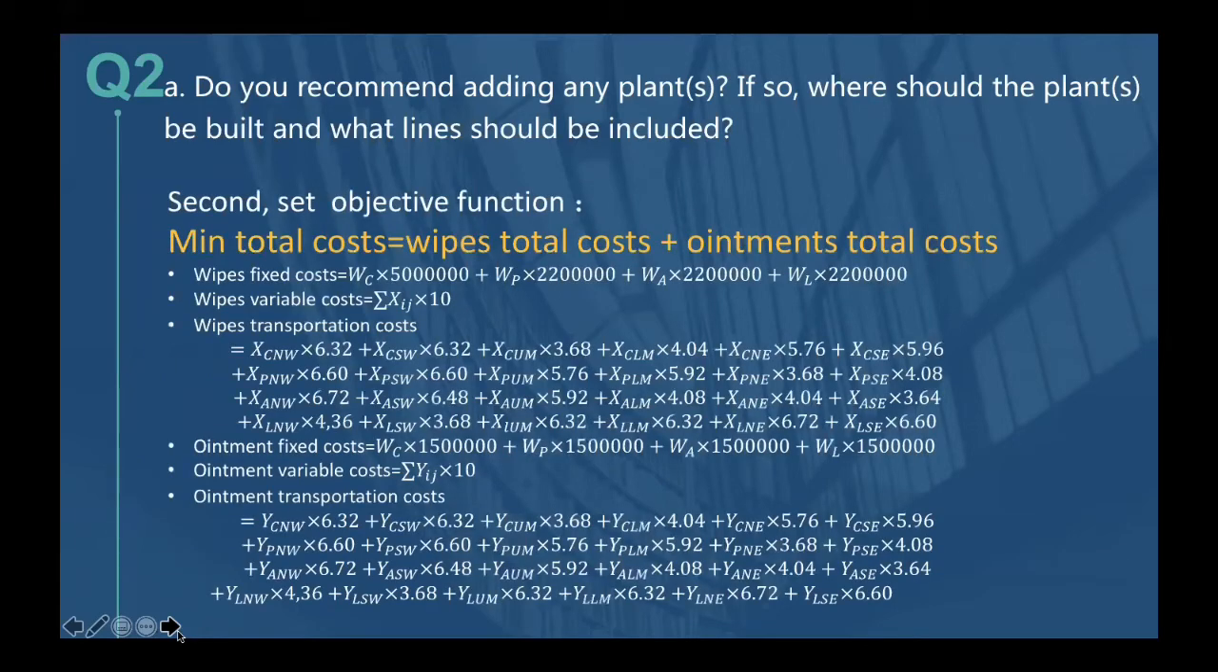Second, we set the objective function to minimize total cost, which is equal to wipes total cost plus ointments total cost. The exact equations are as follows.